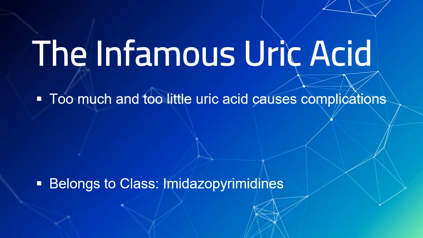So what makes uric acid so infamous? One unique thing about uric acid is that too much can hurt you, and having too little could also hurt you. I will talk about this later on when I get to some of the side effects that come along with this. And as far as classes go, it belongs to the class imidazopyrimidines.